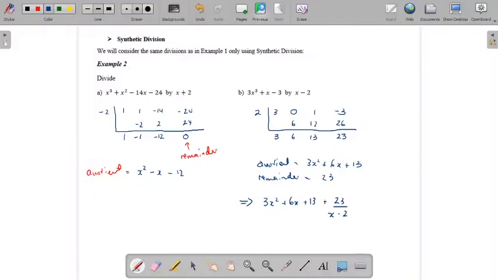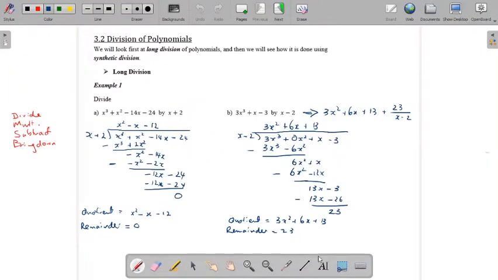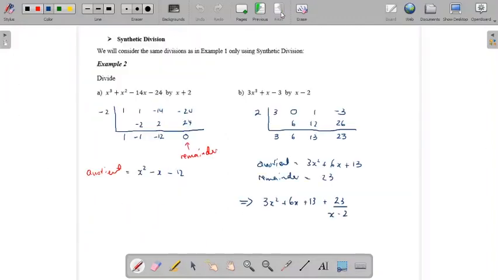And let's check. That's what we've got here. 3x squared plus 6x plus 13 plus 23 over x minus 2. Okay, so it's a little bit of a longer process here than this. This is certainly quicker. And yeah, if you can manage that, I'd encourage you to do it.